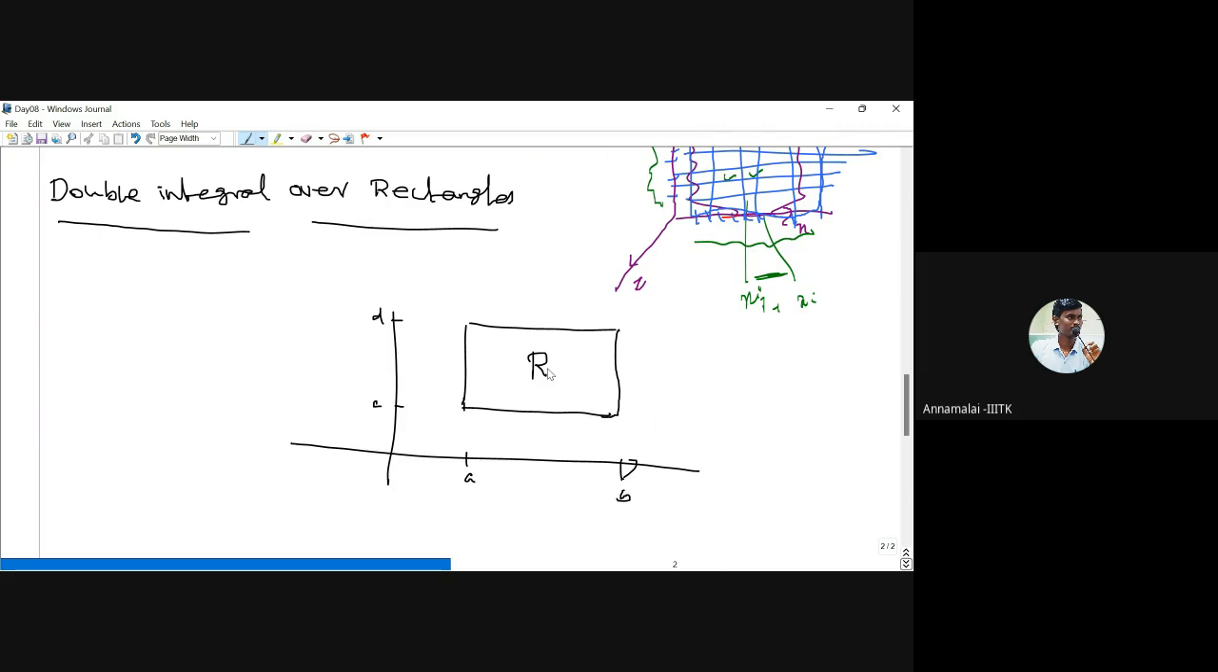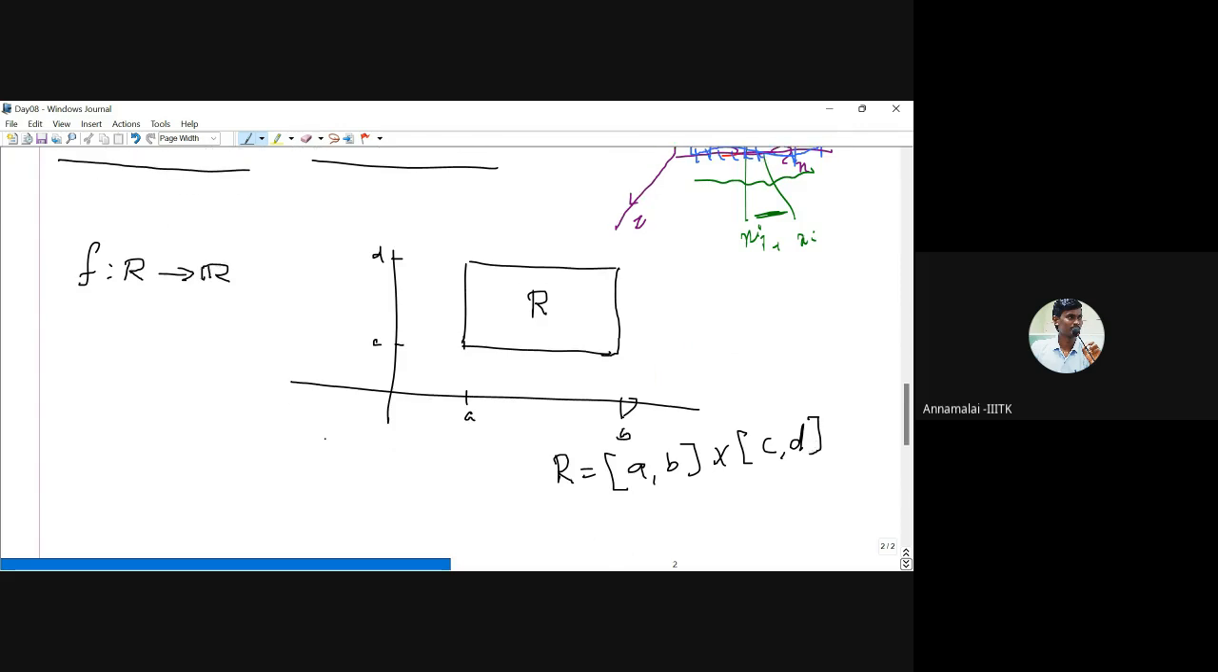Suppose our domain is R, and the function is defined from R to the real numbers. Don't confuse this capital R, which is not the real numbers, just a notation for the region or rectangle, with the real line R. This capital R is a subset of R squared. Simply, R is nothing but the Cartesian product of the two intervals, the closed interval a, b cross the closed interval c, d, and you get this rectangle. So a function is defined, f of x, y equals some output.